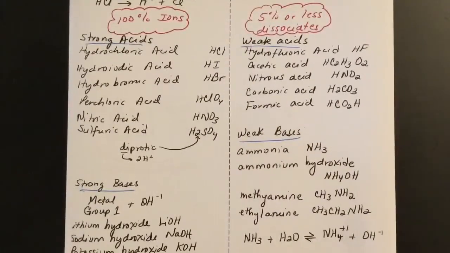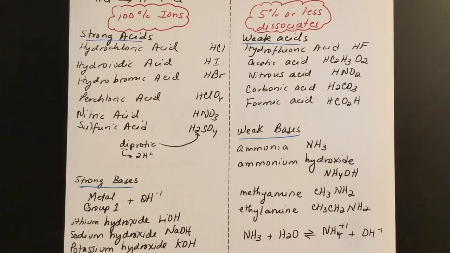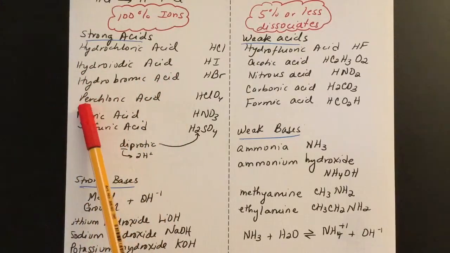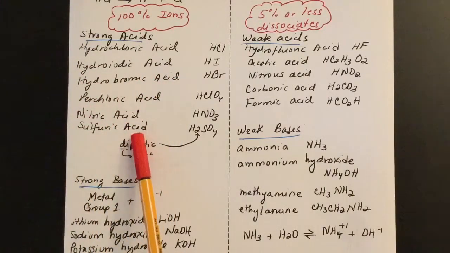Now I have here a list of strong acids. You should memorize them, okay? And then I'm giving you some examples of a weak acid. There are ways for you to identify an acid as weak or strong, and this is something that we're going to be looking at later on. So for your strong acids, we have hydrochloric, hydroiodic, hydrobromic, perchloric, nitric, and sulfuric.